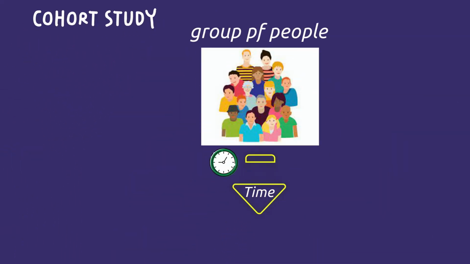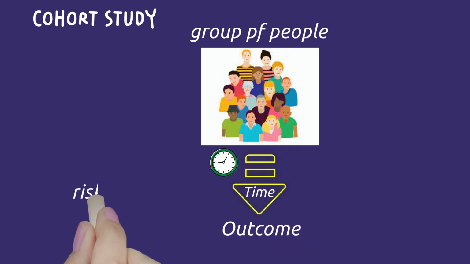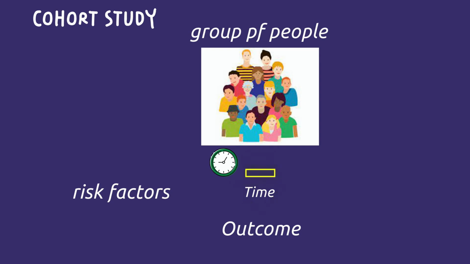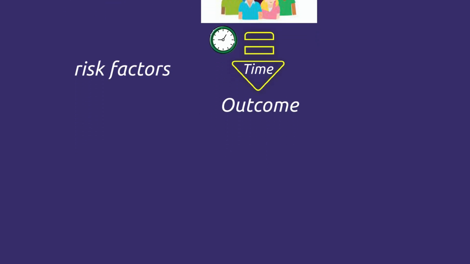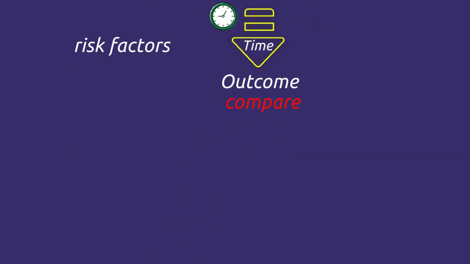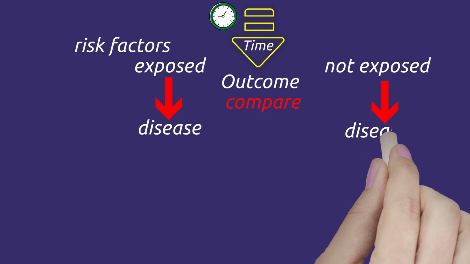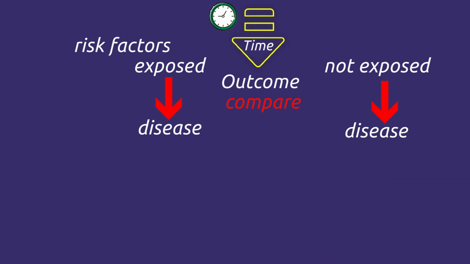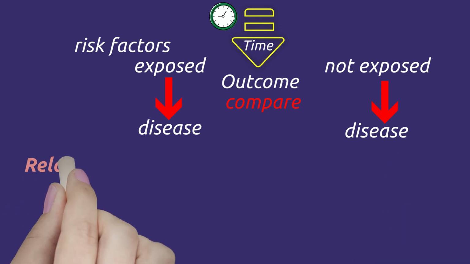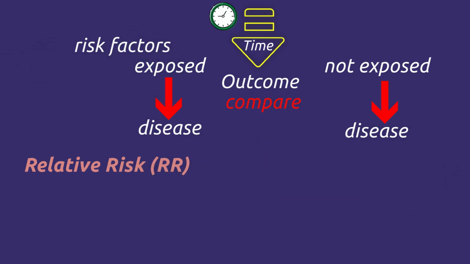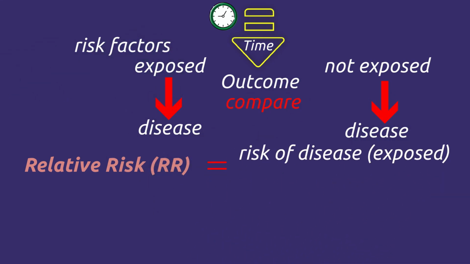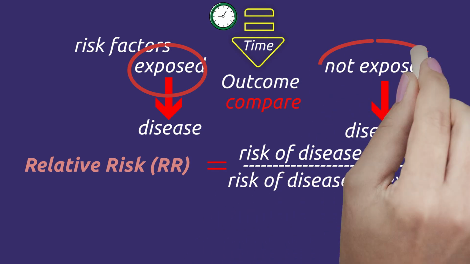Now, in cohort studies, a group of people is followed over a period of time to see what happens to them, and information about risk factors is collected. We can then compare the occurrence of an outcome like disease in those who are exposed to a particular risk factor to those who are not exposed to that risk factor. The main measurement used in a cohort study is called the relative risk. A relative risk is the ratio between the risk of disease in the exposed group compared to the risk of disease in the unexposed group.